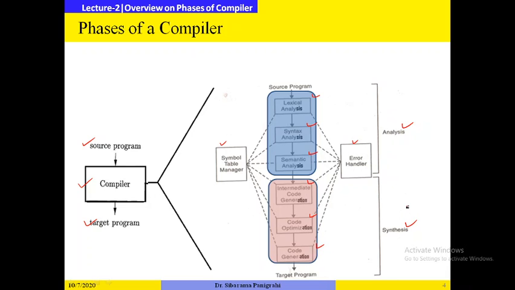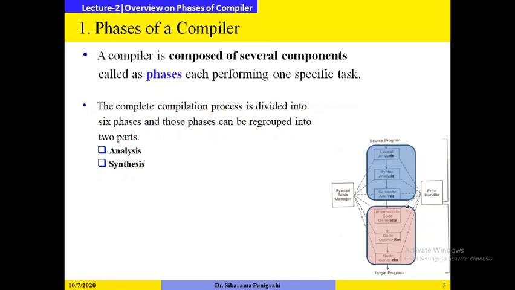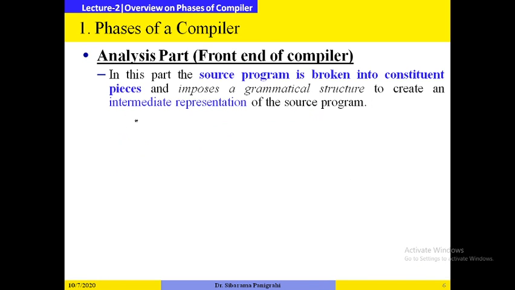We will go through all these phases with one example. A compiler is composed of several components called phases, each performing one specific task. The complete compilation process is divided into 6 phases, grouped into 2 parts: one is analysis, another is synthesis. Similarly, as I gave you the example of translating English to Hindi, the same thing we will do in the compiler also. The analysis part is also called the front end of the compiler.